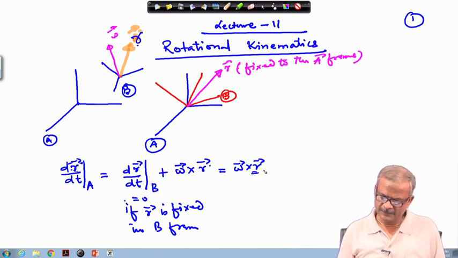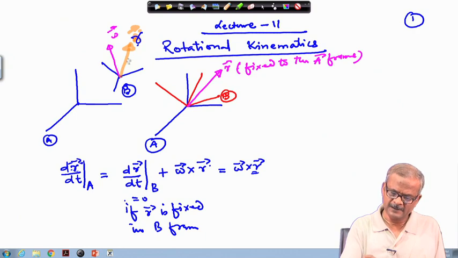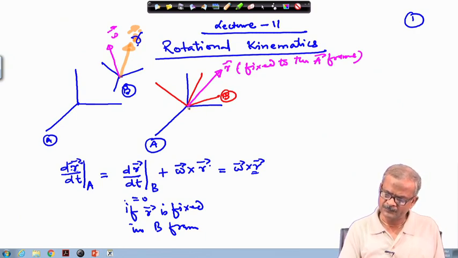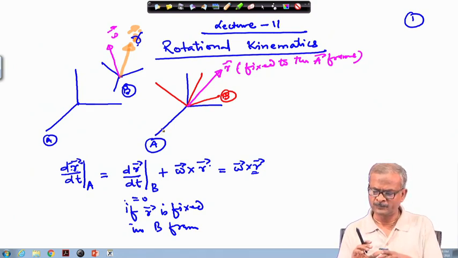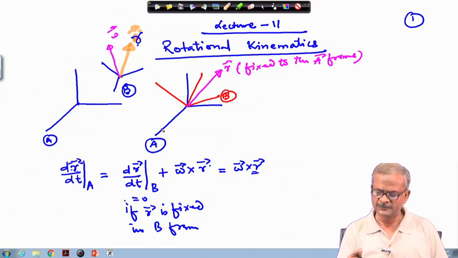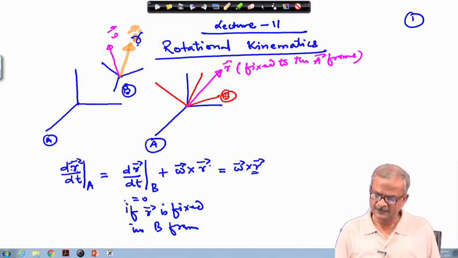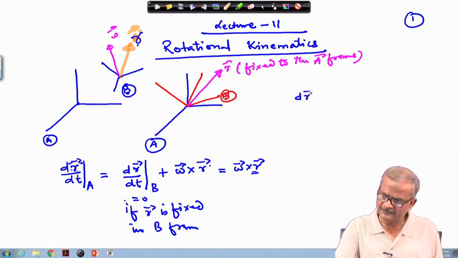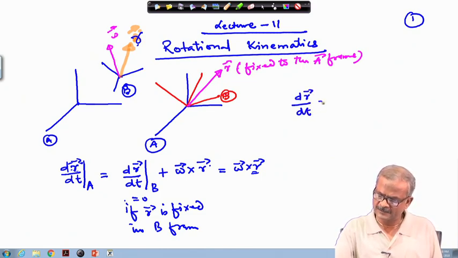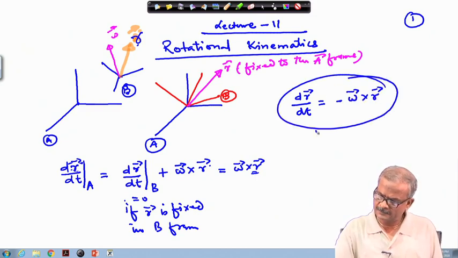Now, what I want to emphasize here is that instead of this vector r being fixed to the B frame, it is fixed to the A frame, as shown here. This r vector remains fixed to the A frame, and the A frame is not rotating, the B frame is rotating. The B frame was coinciding with the A frame, it starts rotating, so its orientation from the A frame changes and goes to this place, which we refer to as the B frame. Then we will write dr by dt equal to minus omega cross r.